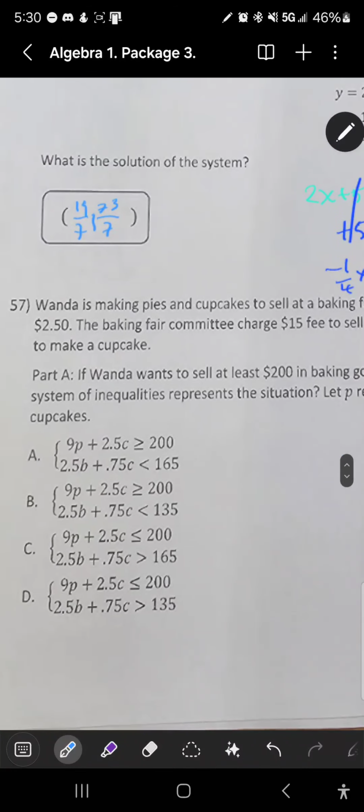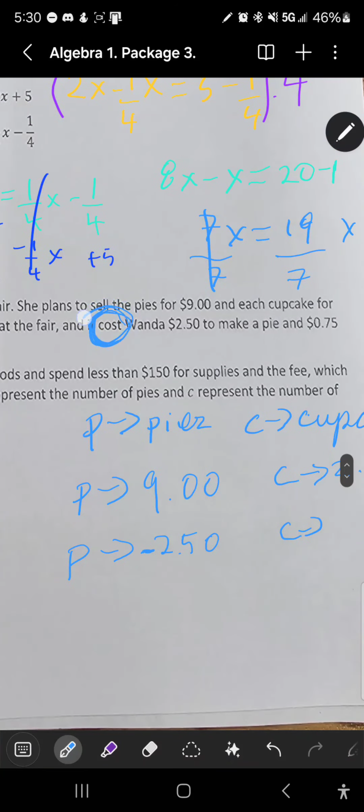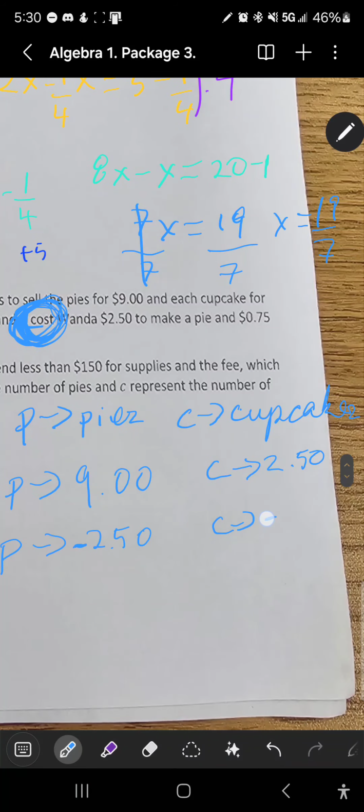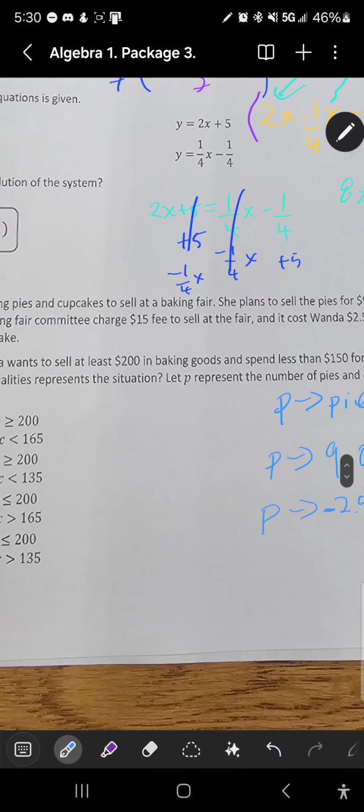And then for cupcakes, we're selling it at $2.50. Since we're selling it, it's going away. They're buying it at that price. We are gaining $2.50, so it's positive. It costs us, so we are paying for that. We are losing the money, 0.75. So it's going to be minus 0.75. And this right here is basically our problem. Now we just need to take a look at the other thing.